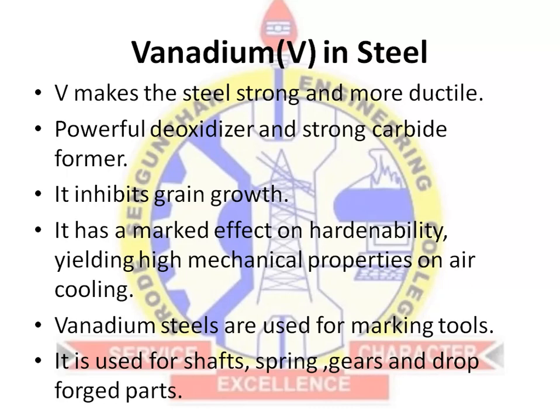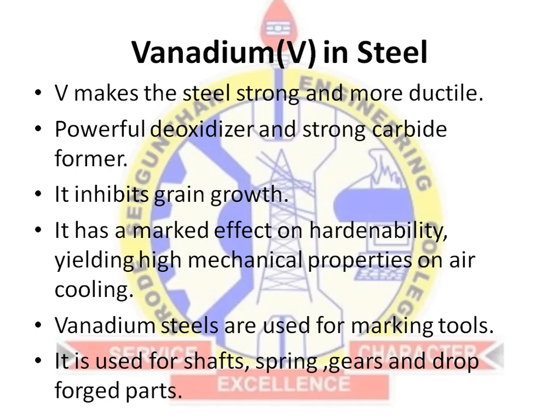Next is vanadium. Vanadium makes steel strong and more ductile. It is a powerful deoxidizer and strong carbide former. It inhibits grain growth. It has a marked effect on hardenability, yielding high mechanical properties on air cooling.